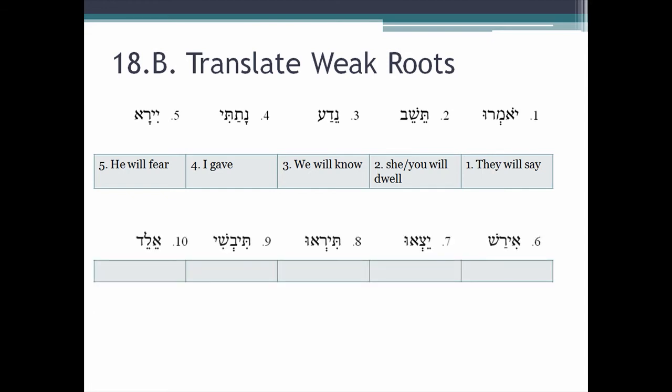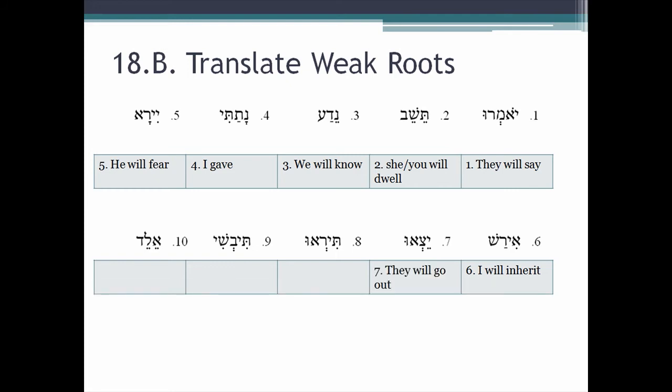Number 6, irash. Is the aleph a prefix? Yes, it is. We know that because the next 3 consonants are a coherent lemma. So we have a cal imperfect first common singular from yirash. So we translate I will inherit. Number 7, yetzeu. Do we have a prefix? Is the yod a prefix here? Yes, it is. How do we know? Because it's accompanied by a tsera and it's the right consonant. So we have yod prefix, long U ending, that's third masculine plural from yatsa, they will go out.